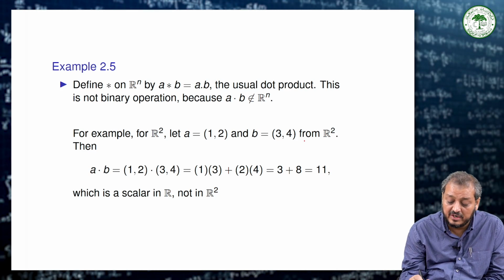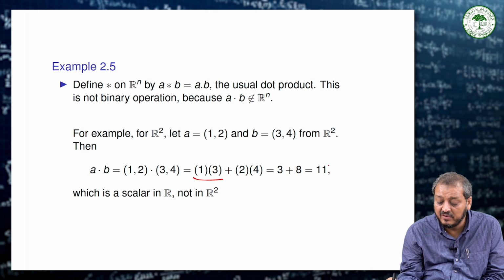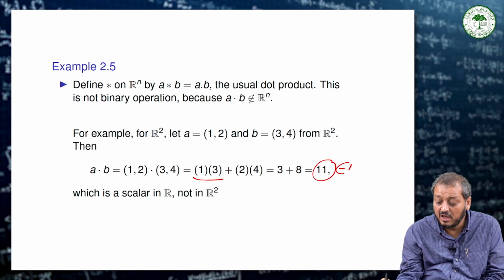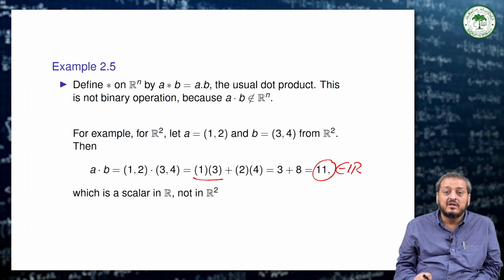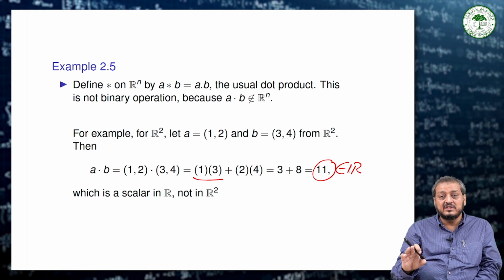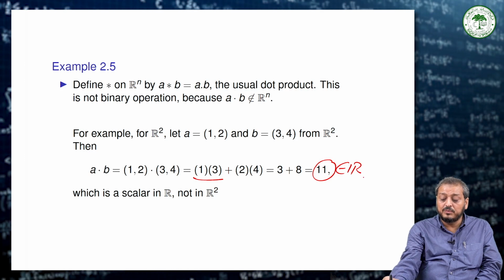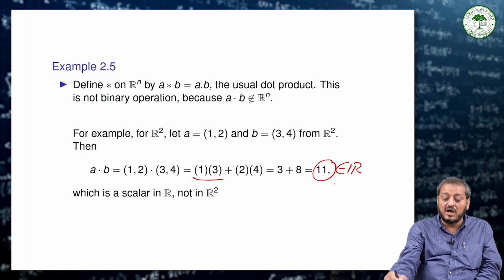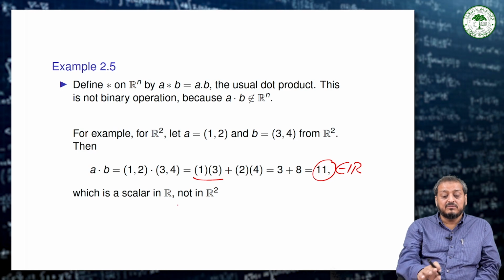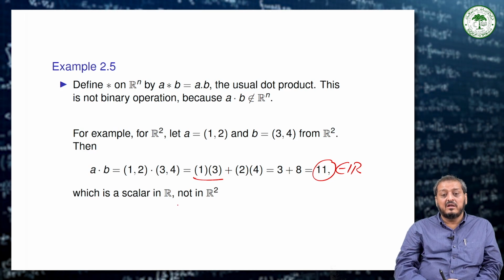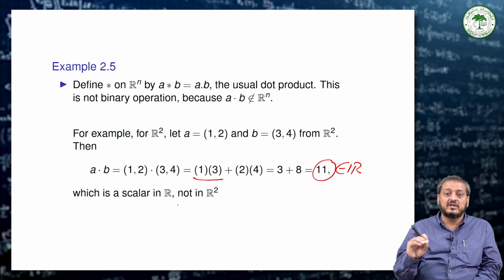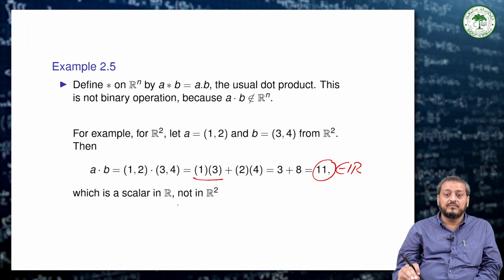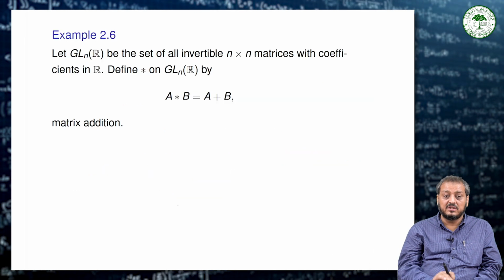So this 11 is a scalar quantity, which belongs to R and does not belong to R^n. So in this case this is not closed, because the result does not belong to R^2. So the map defined on R^n with the dot product as the operation is clearly not a binary operation.